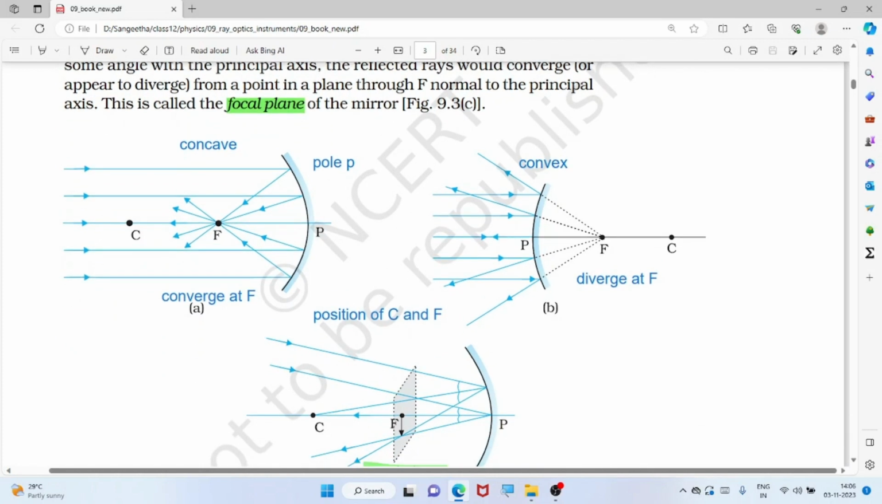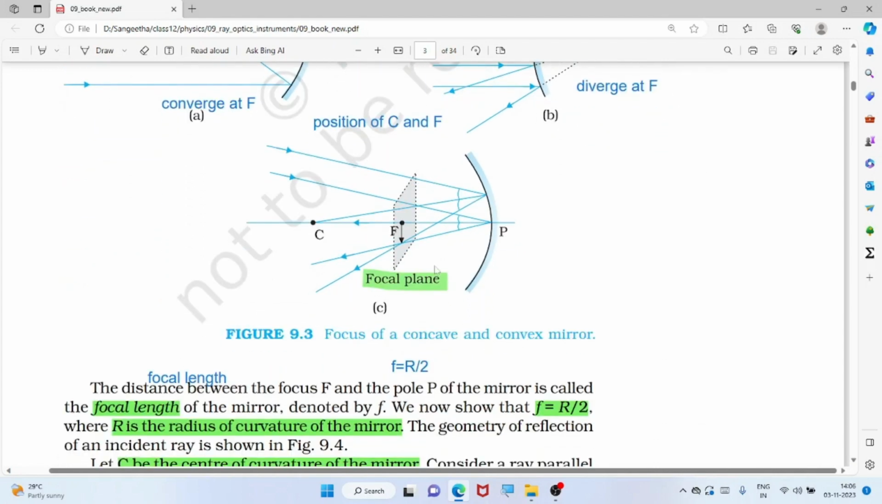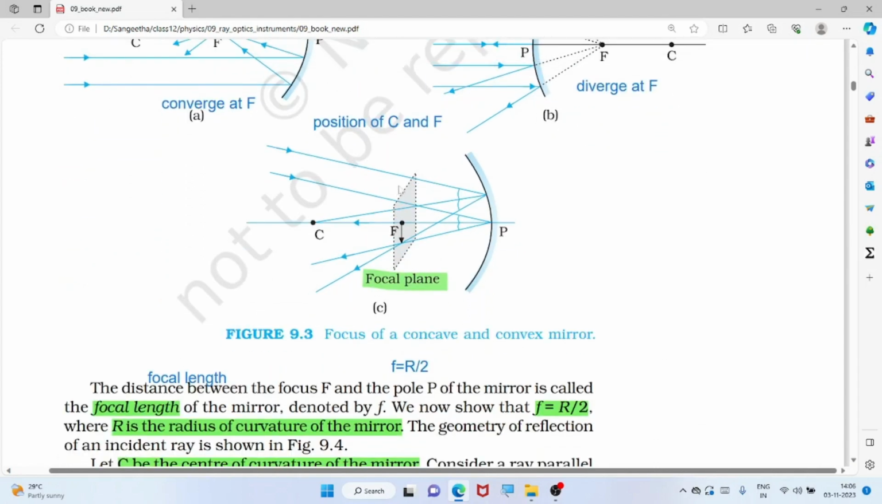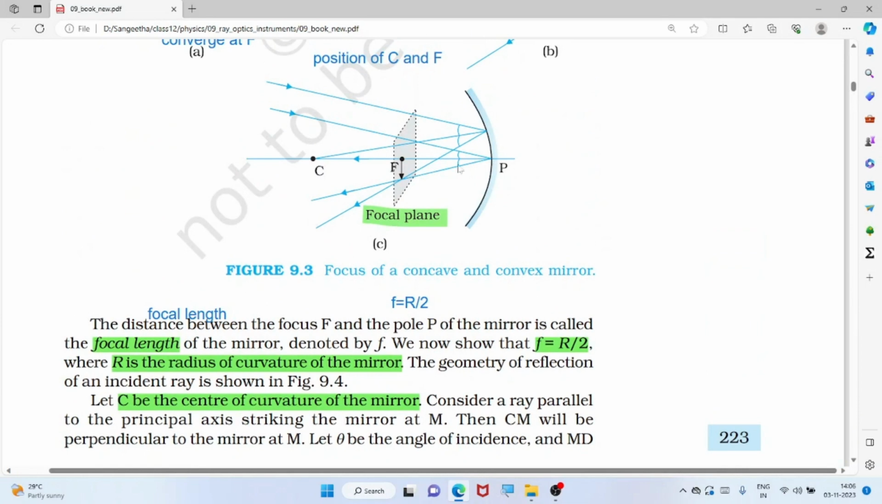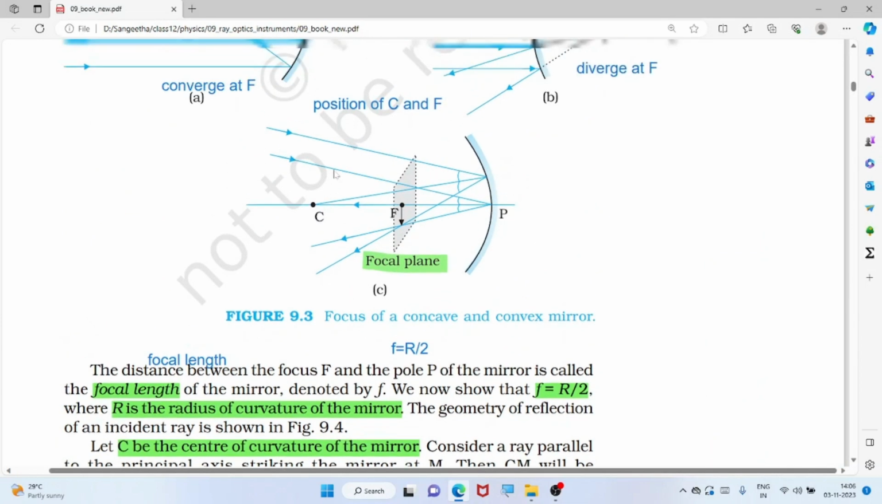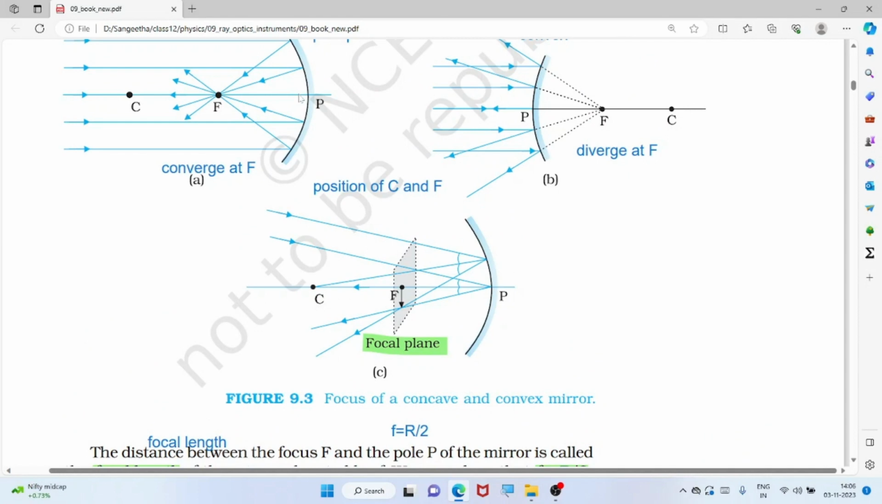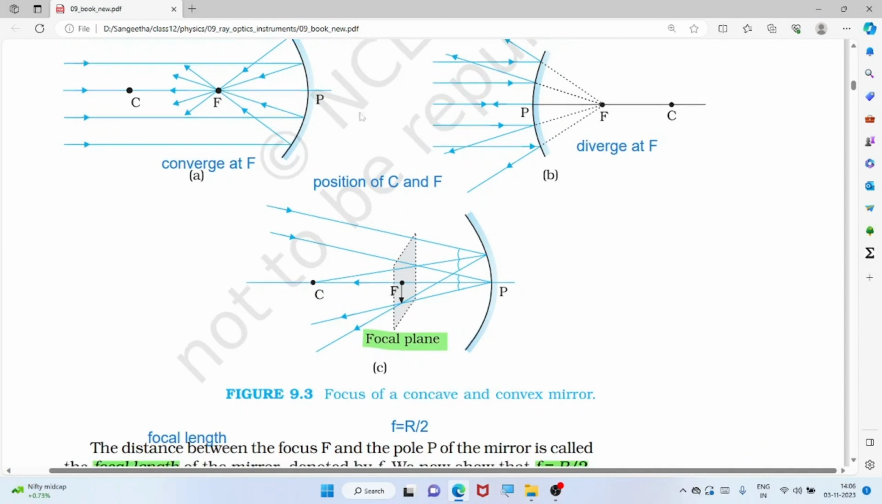The positions of C and F are here. This is the focal plane around the focus. The distance between the focus and the pole is the focal length. Okay, this is the pole and this is the focus. Between F and P is the focal length.